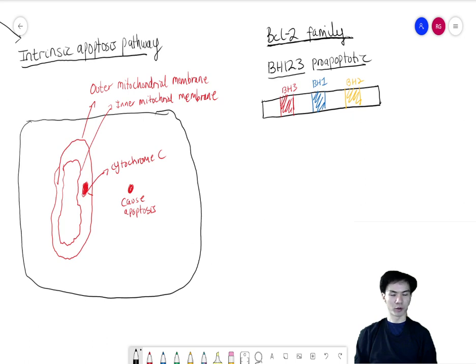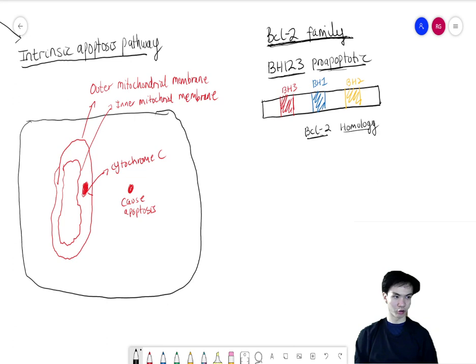And before we move on, let's talk about what BH actually stands for. So BH actually stands for BCL2 homology domains. So your BH1, BH2, BH3 are all domains that were first discovered in the BCL2 protein, but they're also in these BH123 pro-apoptotic proteins, which are under the same family.